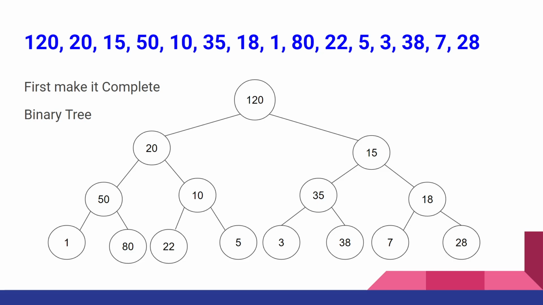We are not going to tamper with anything in the leaf nodes. What is a leaf node? What are the keys in the leaf nodes? 1, 80, 22, 5, 3, these are all leaf nodes. They don't have any children. So we are not going to do anything with those.